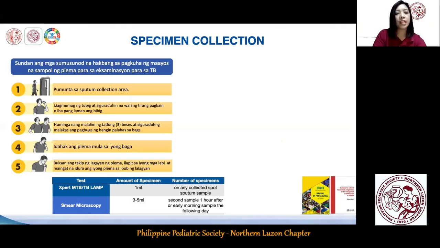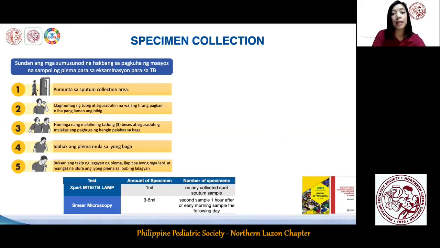Okay? So, for Gene Expert, the minimum amount that you should collect is 1 ml. Others would say at least 1 teaspoon. And you can collect only 1 on any collected spot sputum sample. So, isa lang po for Gene Expert kasi PCR siya. Okay? But if Gene Expert or your TB lamp are not available and you have to submit for smear microscopy, you have to collect at least 3 to 5 ml and submit 2 samples. The second sample should be collected 1 hour after the first, or you can submit it the next day, an early morning sample the following day.